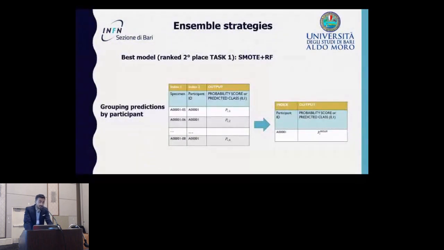For the ensemble strategy, to group the predictions from by sample to by participant, we took the average of the probability scores of all the samples related to the same participant. We also tried other strategies, such as taking the maximum probability instead of the mean, but the mean is the model that performed better.